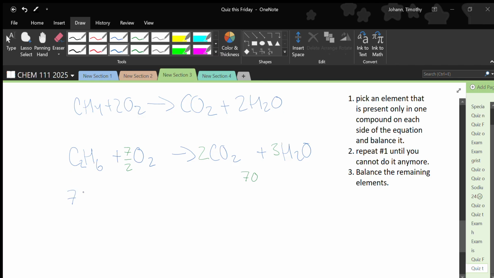So we'd end up with 7 C2H6 plus 7. So I'm going to multiply, let's just do this. Multiply times 2, multiply times 2, multiply times 2, multiply times 2. So these equations are supposed to have the smallest whole number ratios. Multiply 2 times 2, I get 4. Multiply 2 times 3, I get 6.